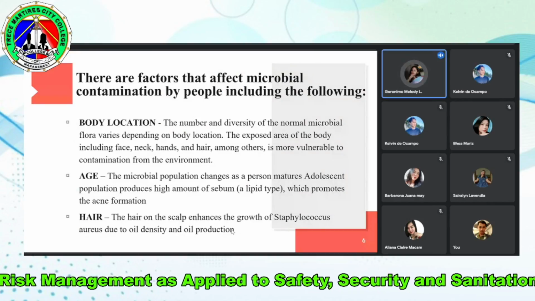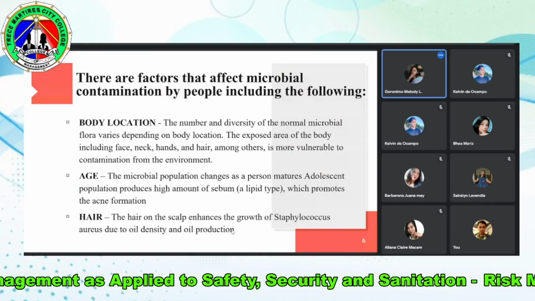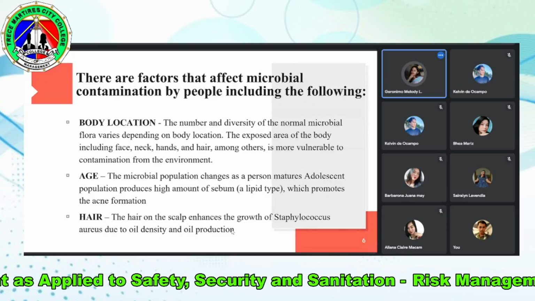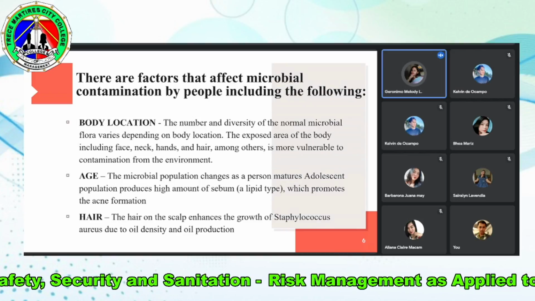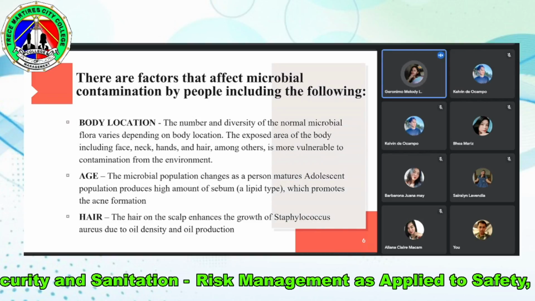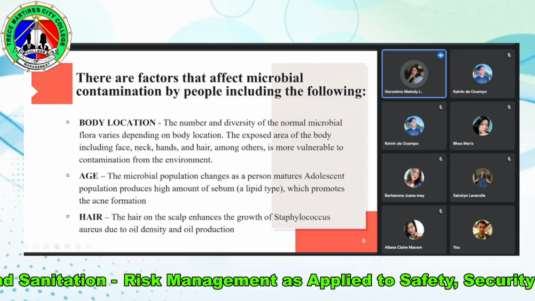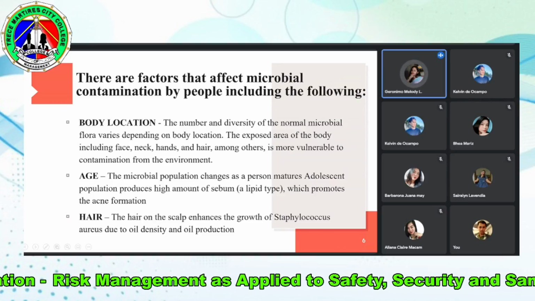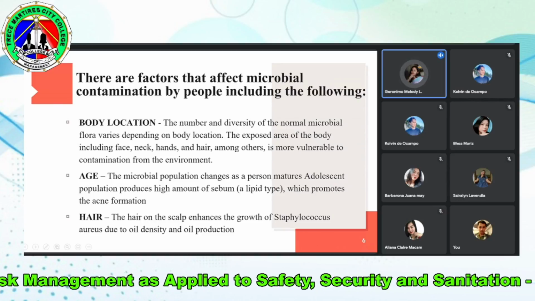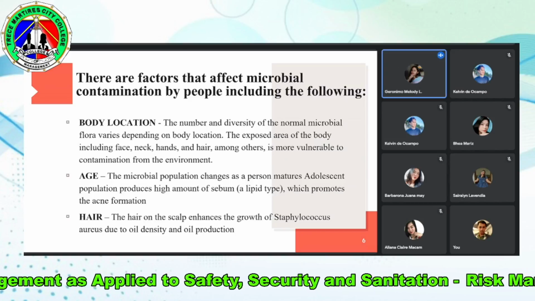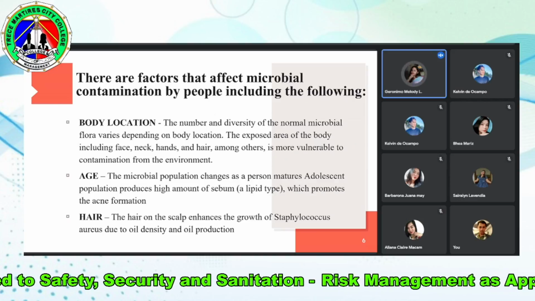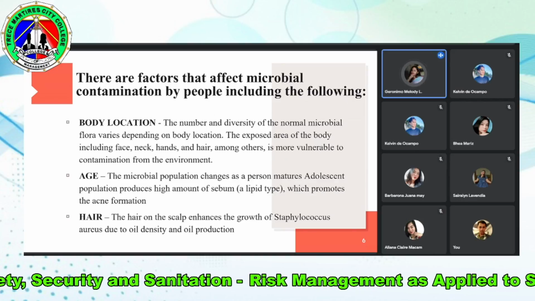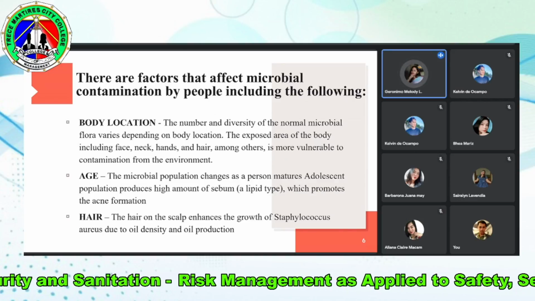So there are factors that affect microbial contamination by people, including the following. First is body location. The number and diversity of the normal microbial flora varies depending on body location. The exposed area of the body, including face, neck, hands, and hair, among others, is more vulnerable to contamination from the environment.